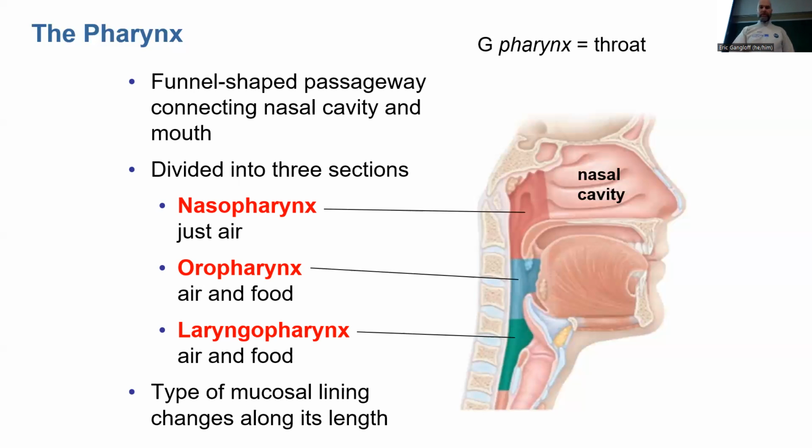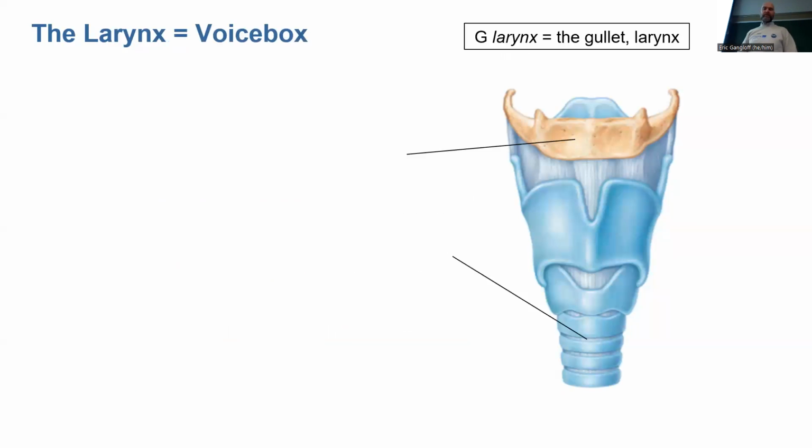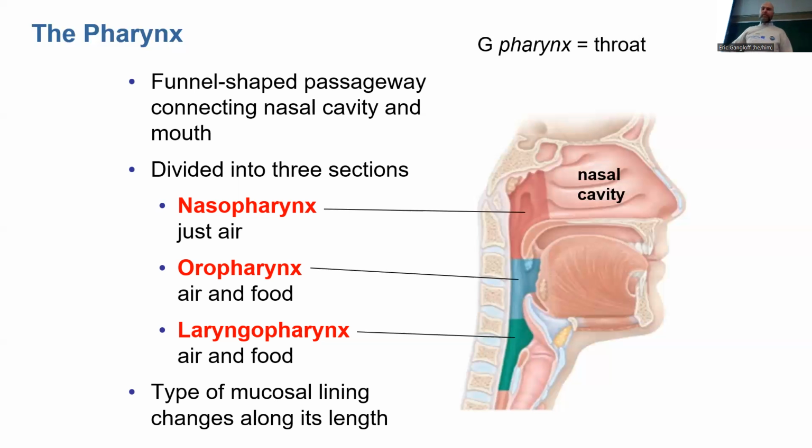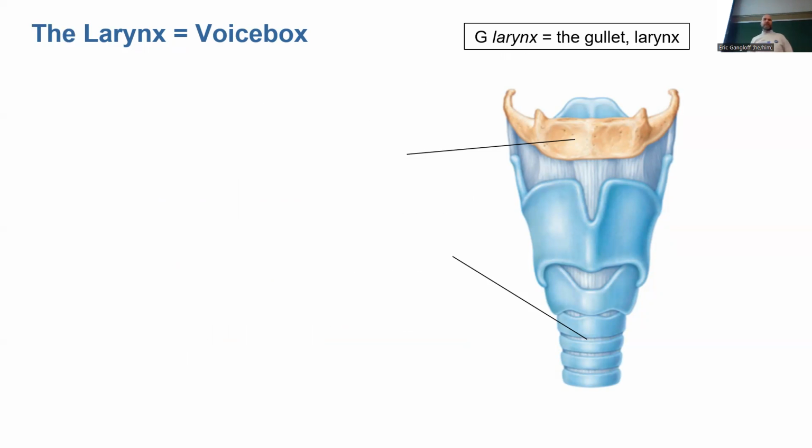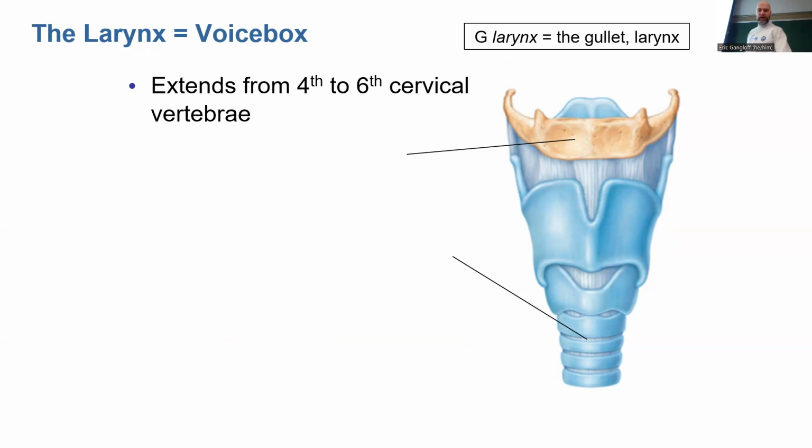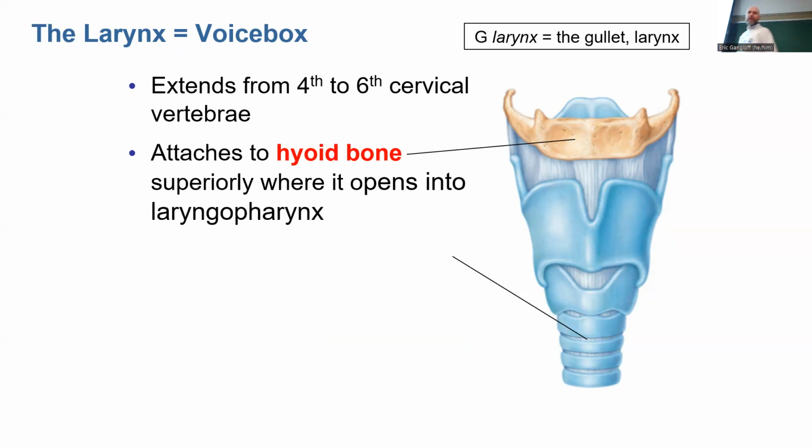That's actually all I want to say about the pharynx. The next section of the conduction zone is the voice box, or what we call the larynx. So this is just distal, or after, the glottis and epiglottis here. And we can see what the larynx looks like from an anterior view. It extends from about the 4th to the 6th cervical vertebrae. So it's kind of right in the center of what we commonly call your throat.